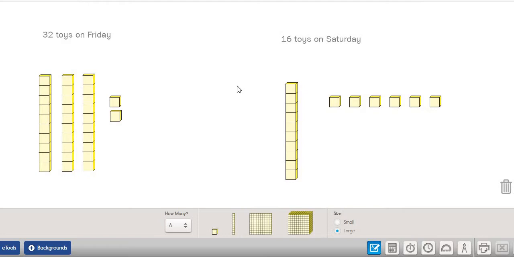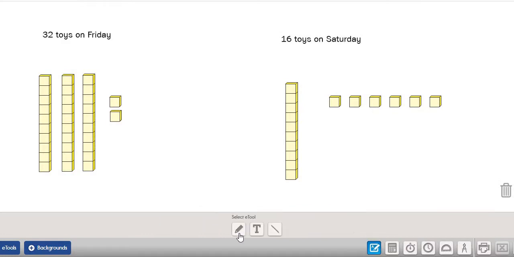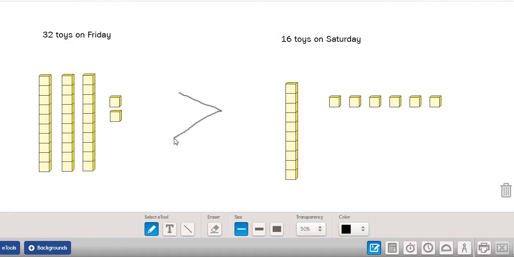Now let's compare these numbers. Here we have 3 rods, and here we have 1 rod. So what do you think, grade 1? Is this number 32 greater than, less than, or equal to 16? What do you think? Did you say greater than? If so, you are totally right. 32 is greater than 16. Again, note that the opening is toward this number.